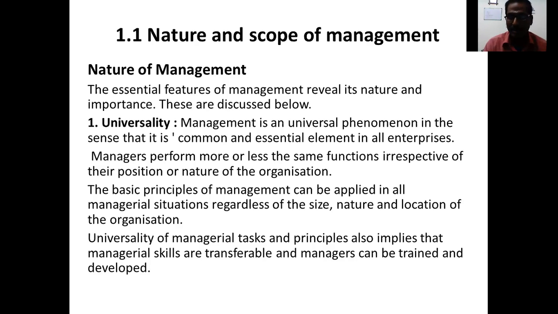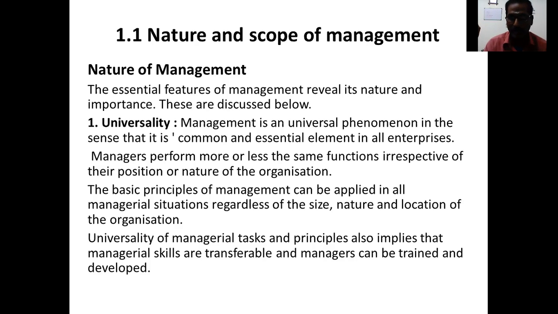The basic principles of management can be applied in all managerial situations, regardless of size, nature, and location of the organization. If you study management, we can apply the basic principles in any managerial position, regardless of the size or nature, what industry or what business the organization is doing, doesn't matter. And the location, anywhere around the world, we can use these principles of management in a managerial position.